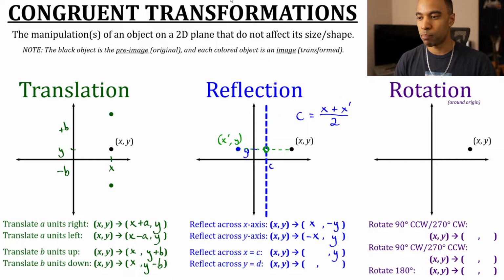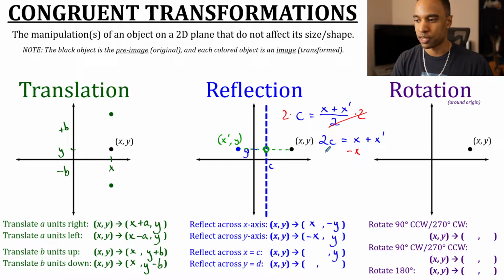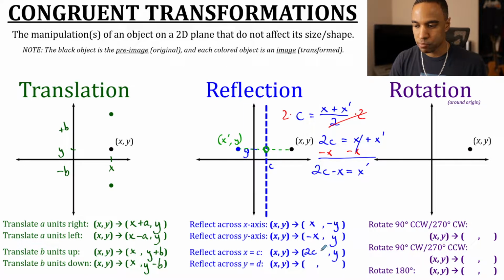So let's get this one by itself algebraically. I'm going to multiply both sides by 2, and of course that cancels out the 2 right there. Now you get 2c equals x plus x prime. Now I'm going to subtract x from both sides, and so you're going to get x prime, that cancels here, x prime is equal to 2c minus x. So this is the guy that goes here: 2 times whatever your reflective line is, minus x.